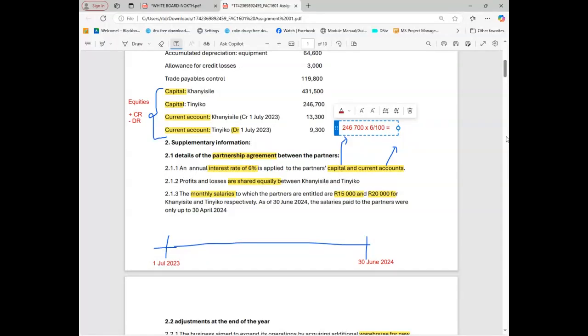And then how much will be Jiniko's interest? 246,700 times 6%, right? Okay. His interest is 14,802 rand. No problem.